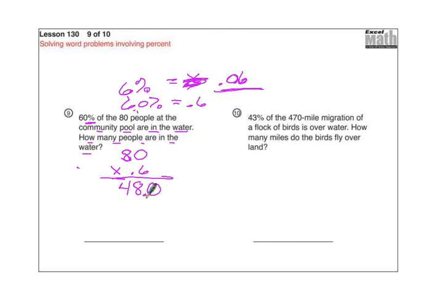Hey, I like the way that Emma said that. Between the 8 and the 0. That makes it much more clear to say it that way. What's the answer? 48 people.